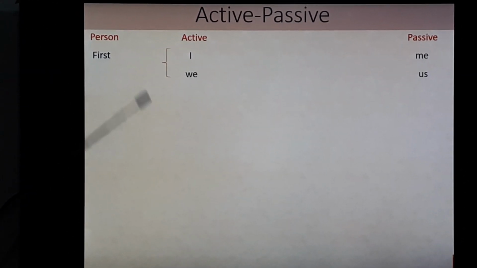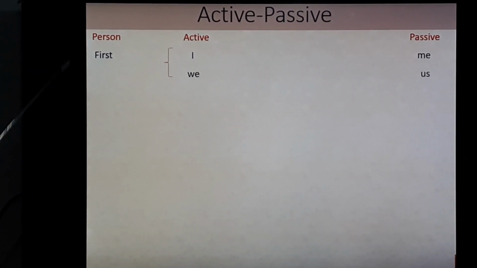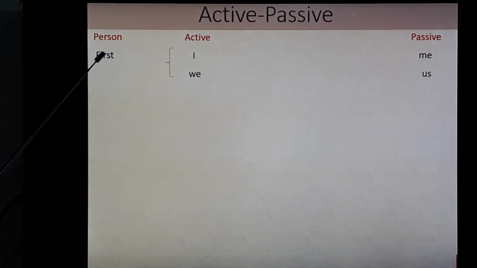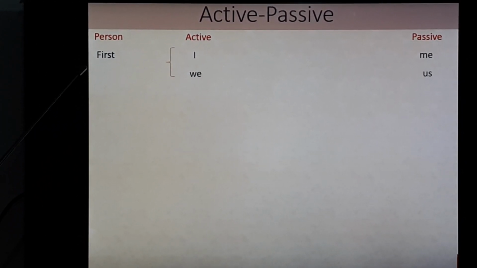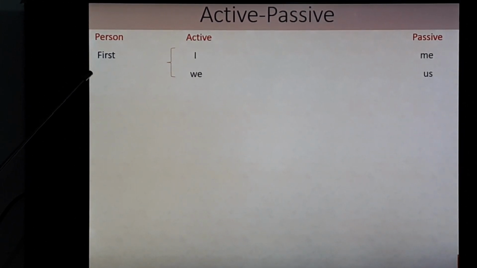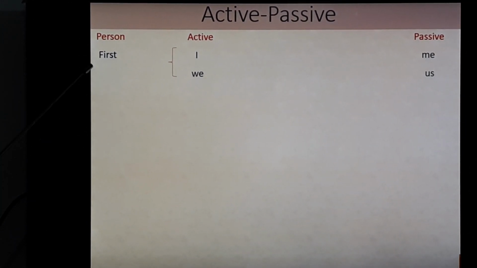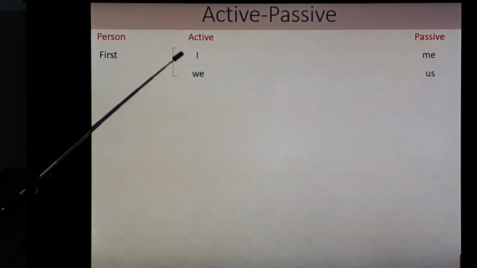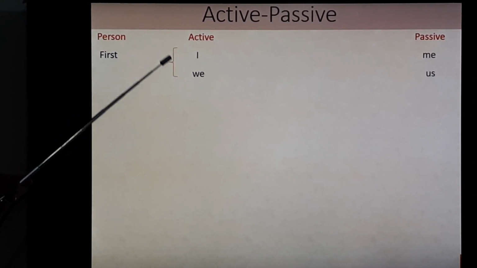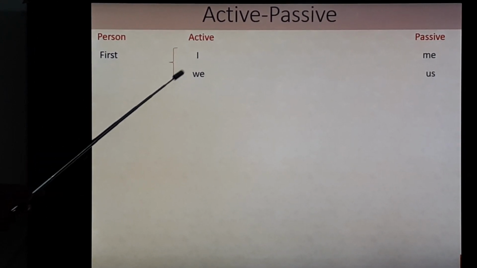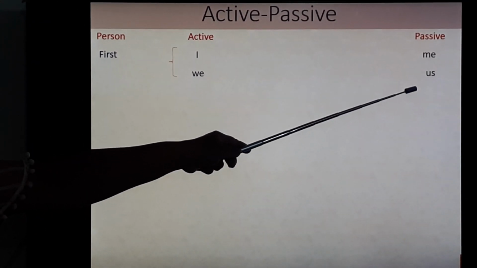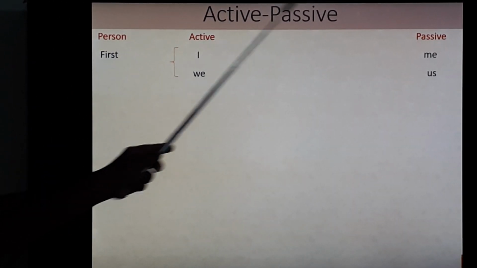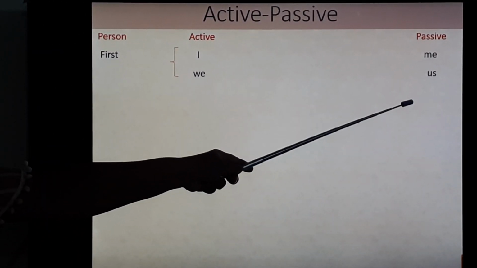While turning any sentences from active to passive or passive to active, you need to make some changes in pronouns that we will see here. First person, active voice. If in active voice I or we is given, then you have to change it to me and us while doing passive voice. It means I becomes me and we becomes us.